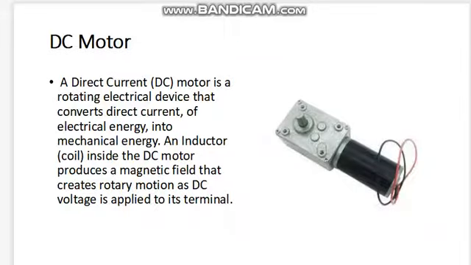Next, the DC motor that we used in our project and attached to the wheelchair. A direct current DC motor is a rotating electrical device that converts direct current electrical energy into mechanical energy. An inductor coil inside the DC motor produces a magnetic field that creates rotary motion as DC voltage is applied to its terminals.